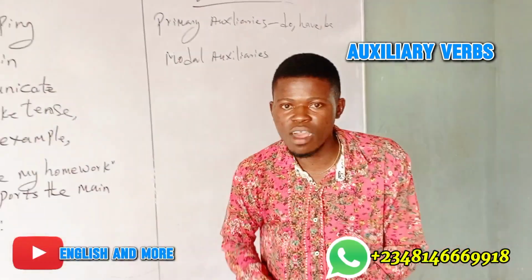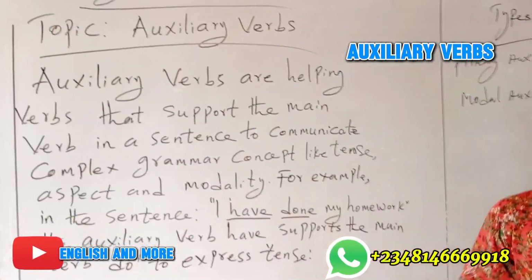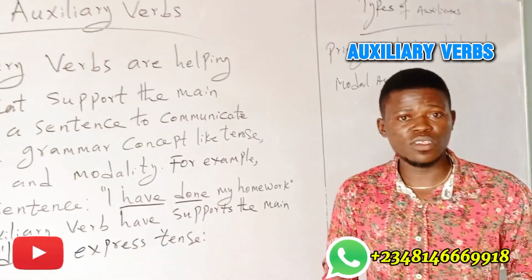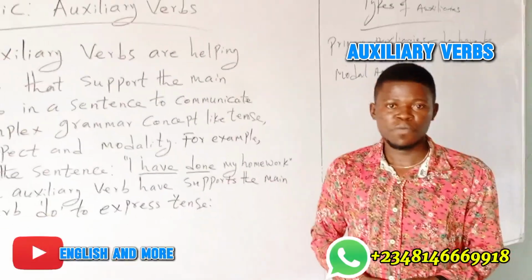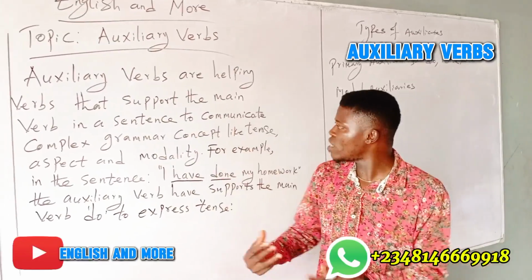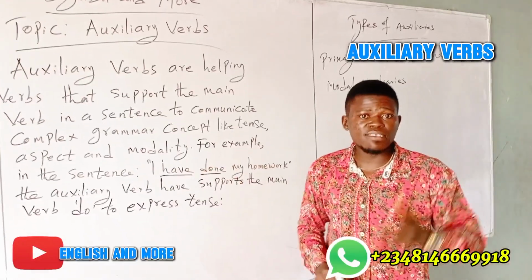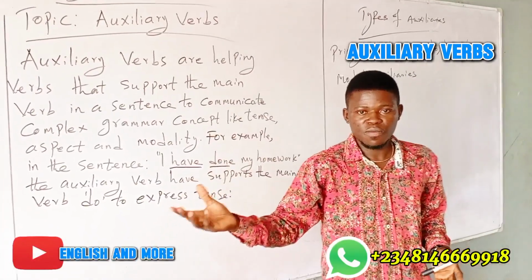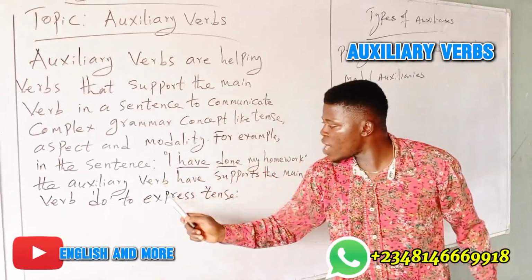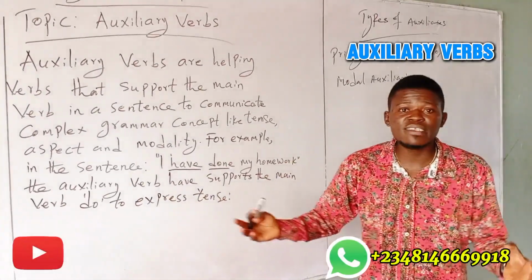Do not forget, our topic today is auxiliary verbs. And I say the commonest definition, auxiliary verbs are helping verbs. And I ask this question, how do they help? What do they help the main verb to do in a sentence? They help the main verbs to communicate complex grammatical concepts like tense, aspects. We have a sentence here. I have done my homework. The auxiliary verb have supports the main verb do to express tense.